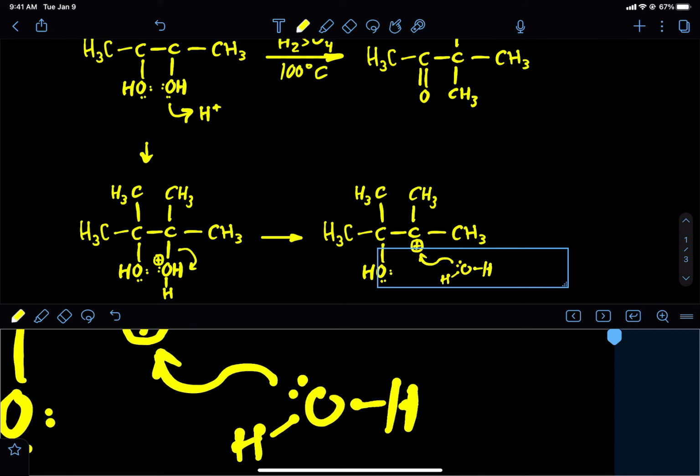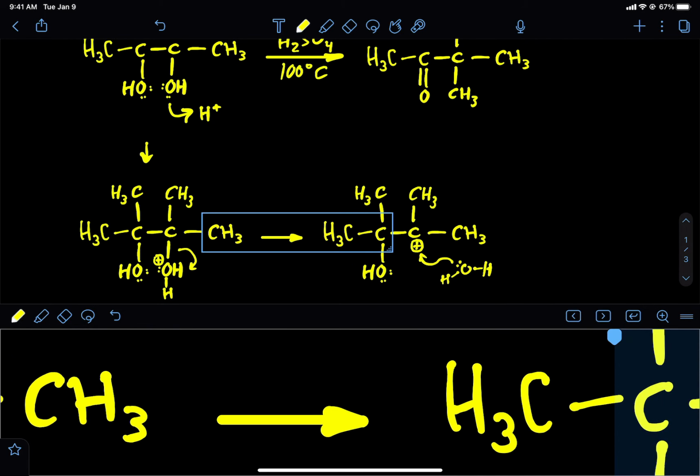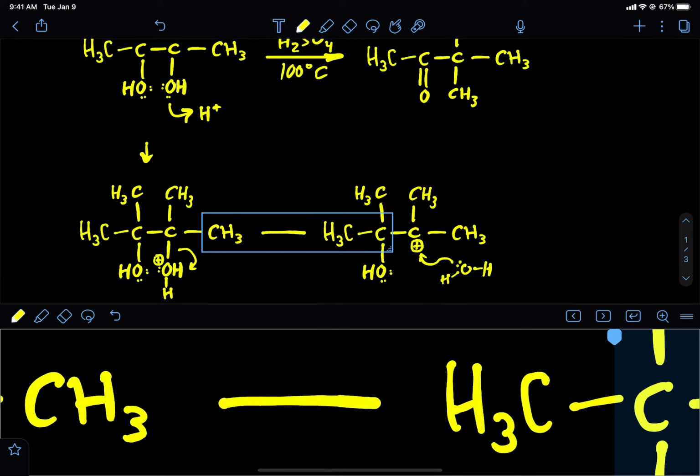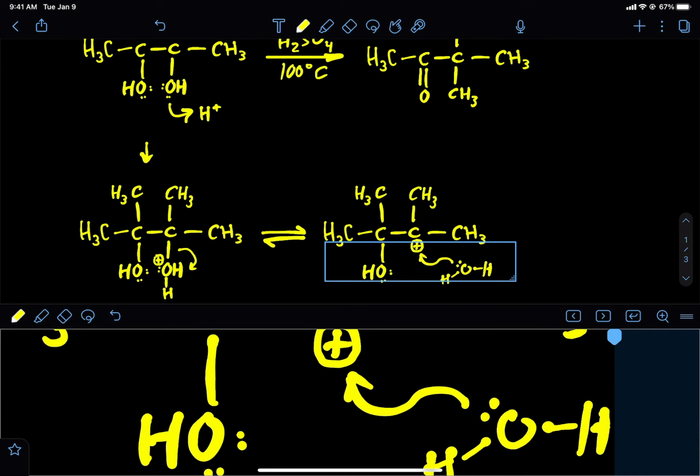All of these steps, you could consider them as being not necessarily a one-way street, but rather an equilibrium. So water might come off, come back on, come off, come back on. It's an equilibrium. It doesn't necessarily drive us forward. But there's another thing that can happen.